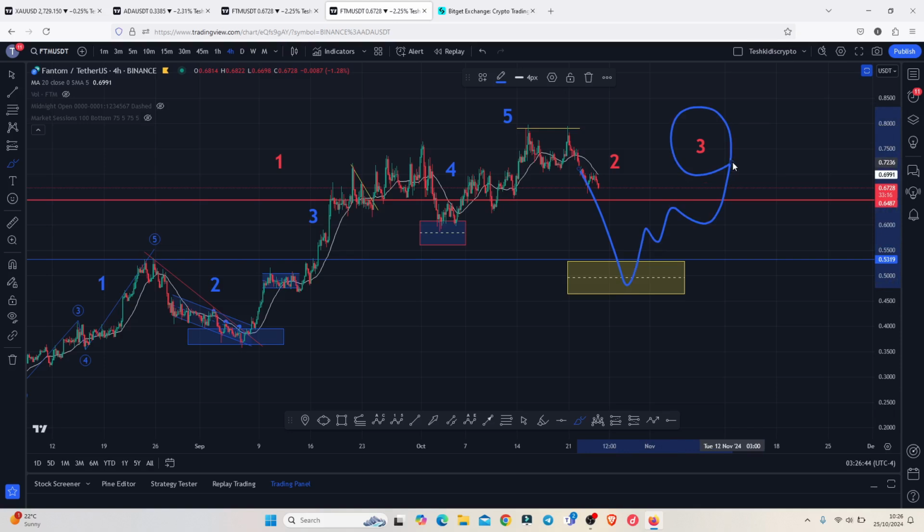So that is all I'm expecting to play out here on the Fantom chart for the next coming hours, and let's be patient and see how that plays out, and I will ensure that you stay up to date.